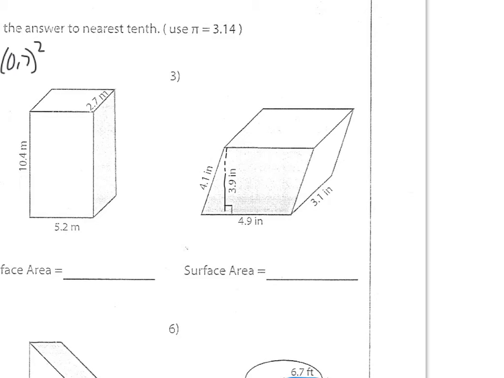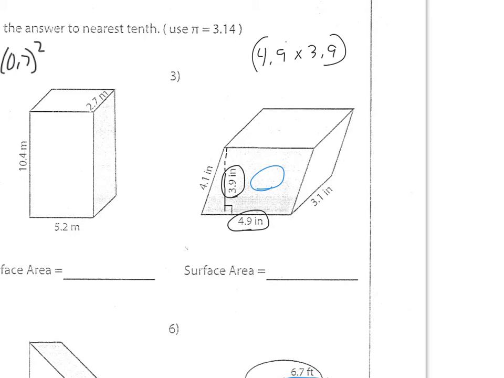So again, it really seems as though I've given you something new here, but I haven't. You're still going to do length times width, or another way to say it is base times height. And that's a good way to think of it with quadrilaterals of any kind, because that takes care of your base and your height. So you have 4.9 times 3.9. And that gives you the area of this face right here.